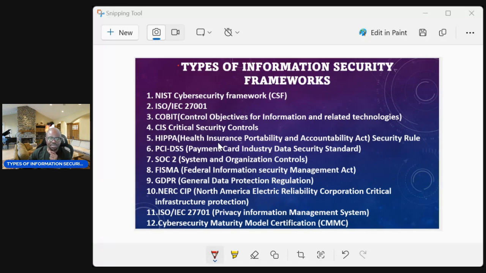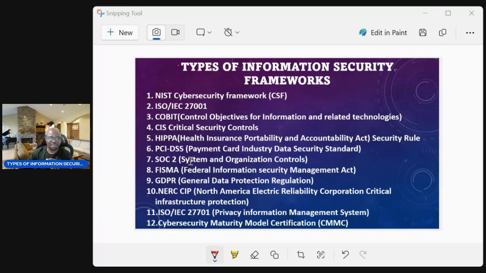And then we have number 7 on my list, the SOC 2, System and Organization Control. The SOC 2 framework was developed by the American Institute of CPAs, AICPA. What is the focus of this SOC 2 framework? It is meant to ensure the secure handling of data by service providers.